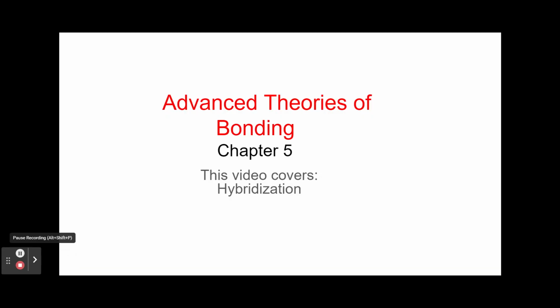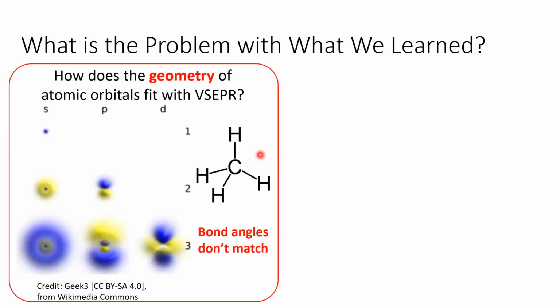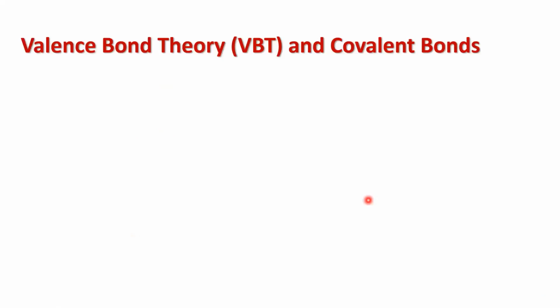This video covers hybridization. When we went through Lewis structures, there are some issues. Drawing the Lewis structures in and of themselves oftentimes doesn't match up with what the bond angles actually are, and sometimes the Lewis structures that we draw don't really show the way that the molecules actually behave. So we're going to have to alter some stuff around just a little bit, and we're going to talk about what's called valence bond theory and covalent bonds.